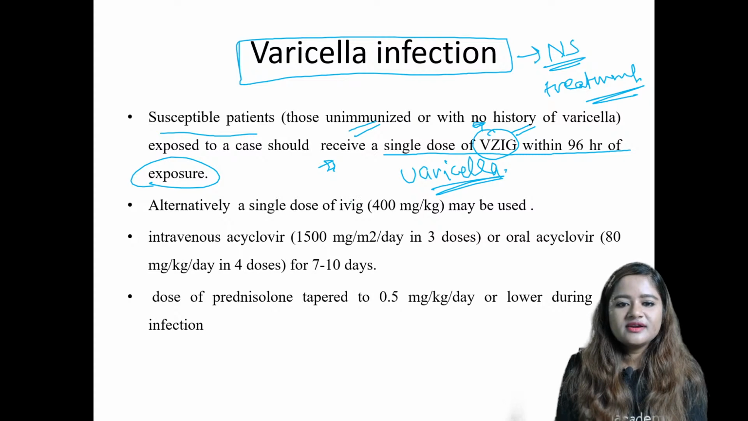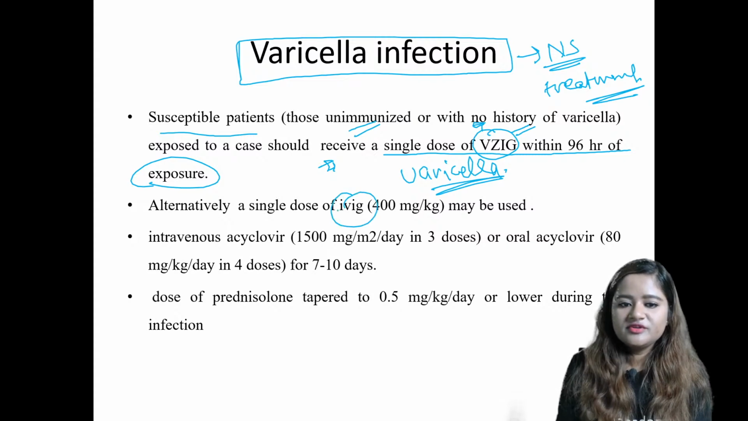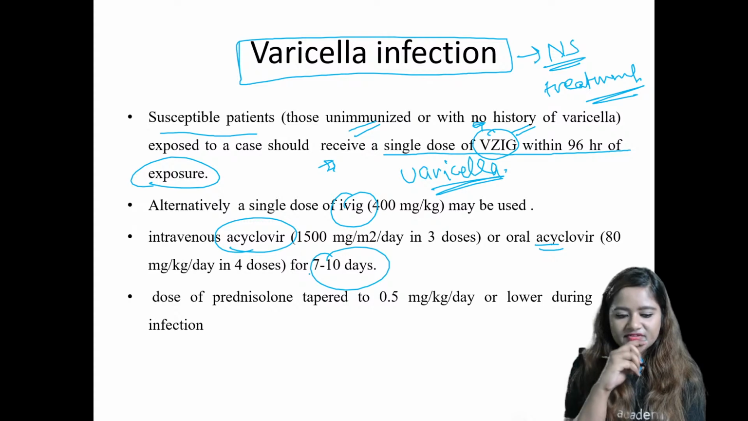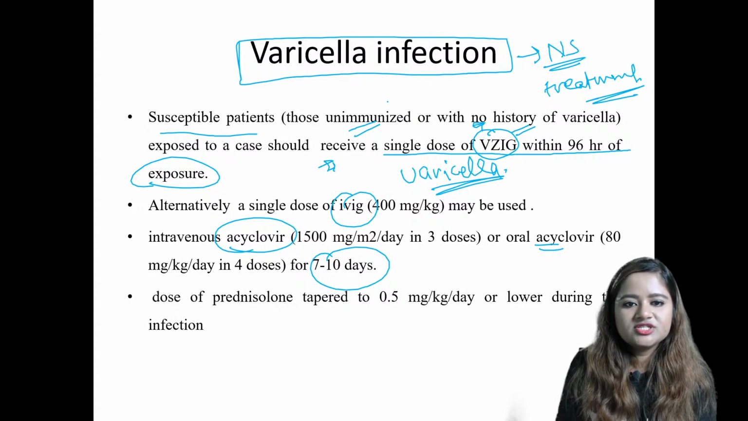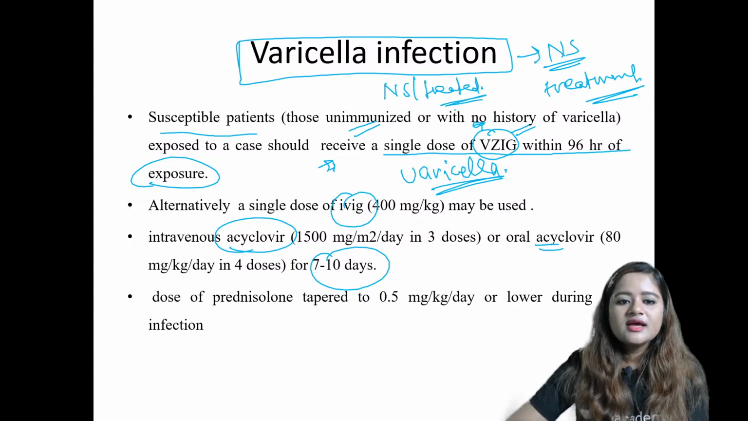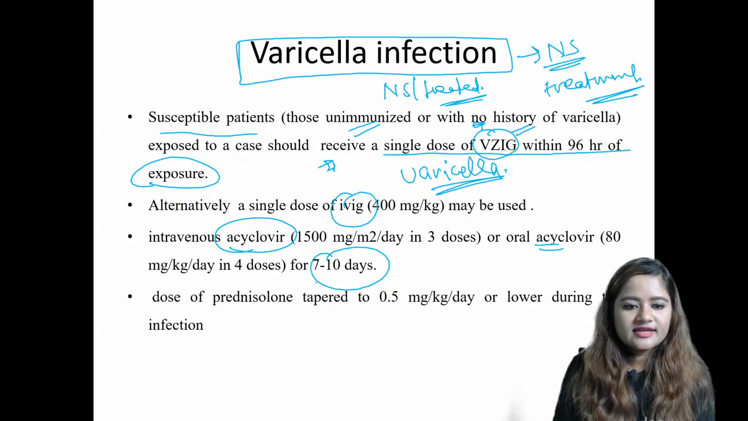Alternatively, you can give an IVIG dose also, means you have to give immunoglobulins to the patient. You can also give them acyclovir, either IV or oral doses for 7 days for the treatment. So varicella infection can be acquired very easily in patients with nephrotic syndrome who are being treated. So you need to cover the patient with immunoglobulins and also with the treatment of acyclovir.